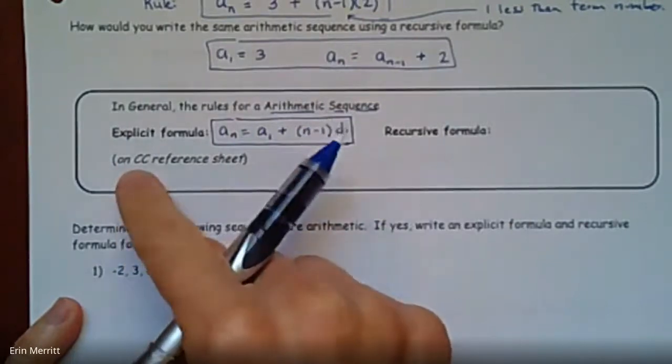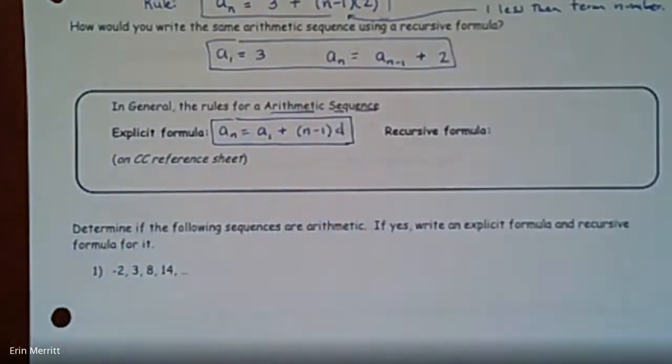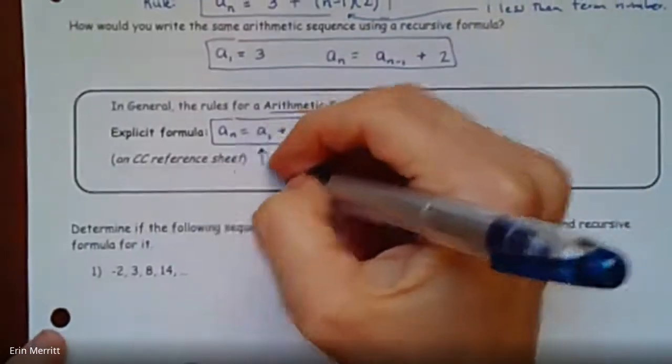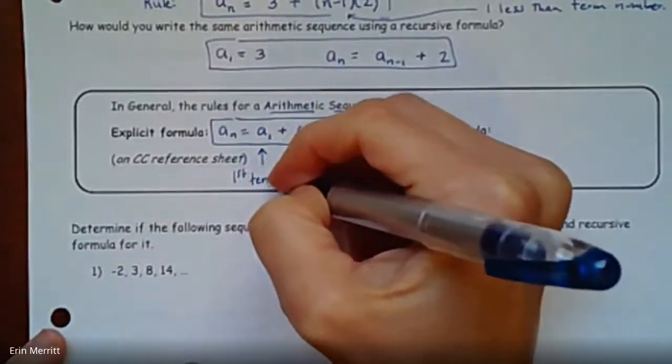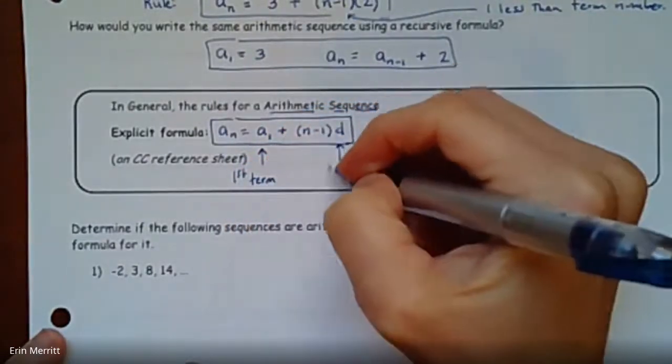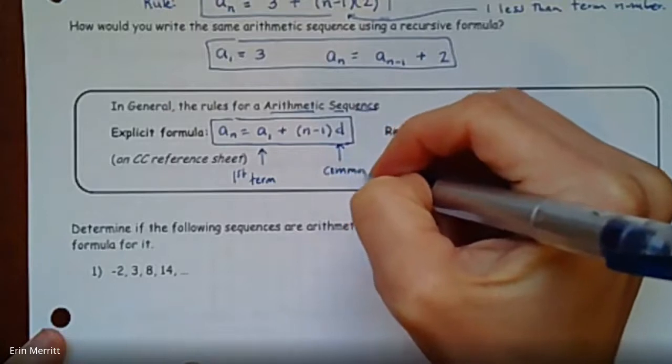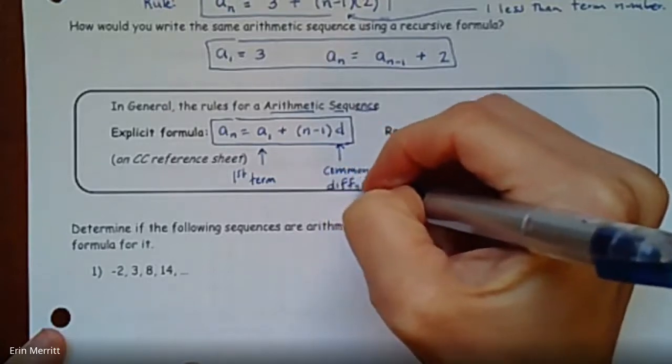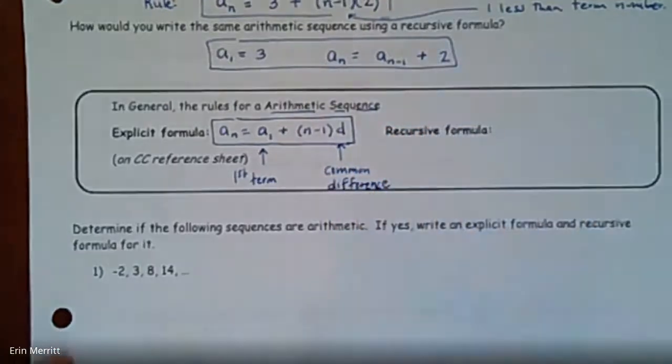Now right here when it says on the CC reference sheet, that means the Common Core reference sheet, right? So you do not have to memorize that one. You just have to know how to use it. So let's just clarify. That is the first term in the sequence. That is what's called the common difference. Those are the two things that you need.